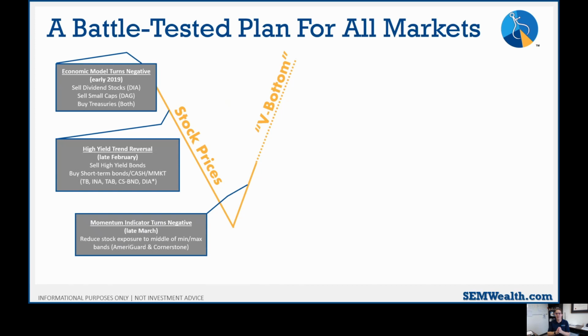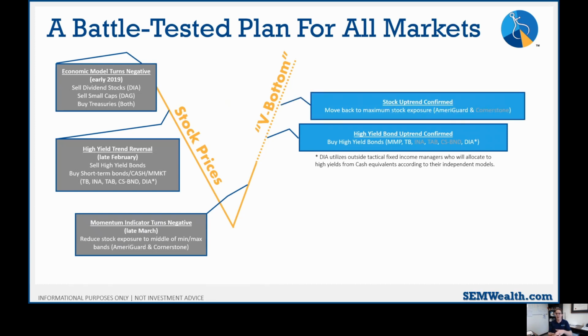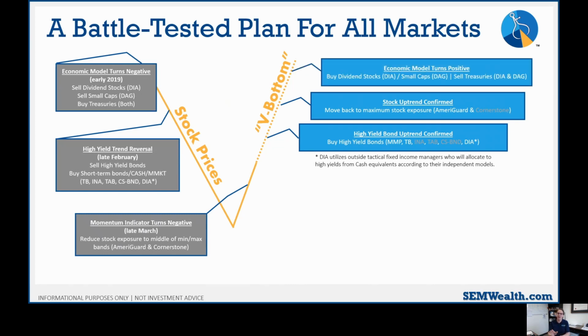Now, what we can see happening is we have a V bottom, which is what the market's pricing in. And we have a plan for that. When you look at our high yield bond trend, uptrend is confirmed. We're all the way in high yields. Dynamic income uses other high yield managers and fixed income managers. They're almost all the way in high yield. So we're in the early stages of the V bottom plan. If that continues to play out, you're going to see the stock uptrend confirmed by our AmeriGuard and Cornerstone models. They will look to then jump into the markets. And then finally, the economic model turning would be kind of that last confirmation of, hey, look, we got the V bottom, off to the races.